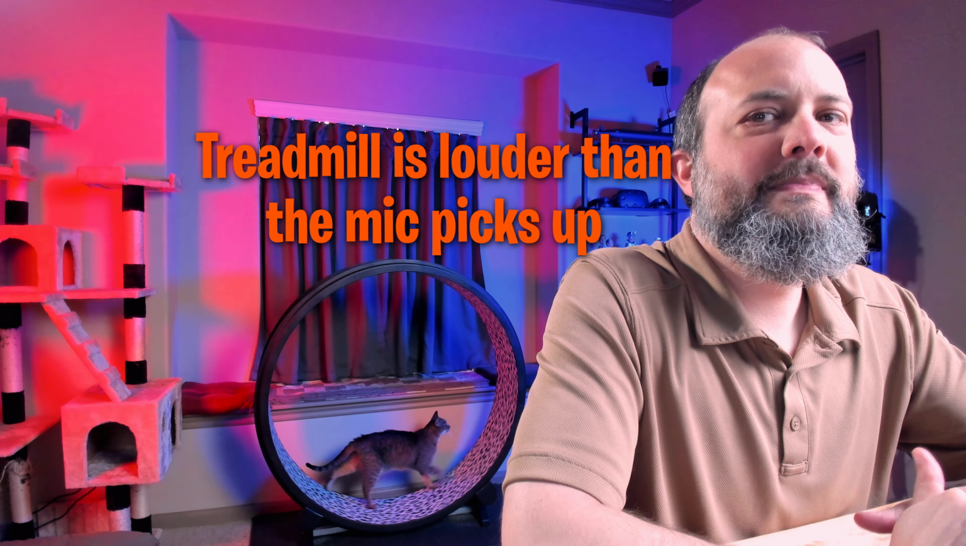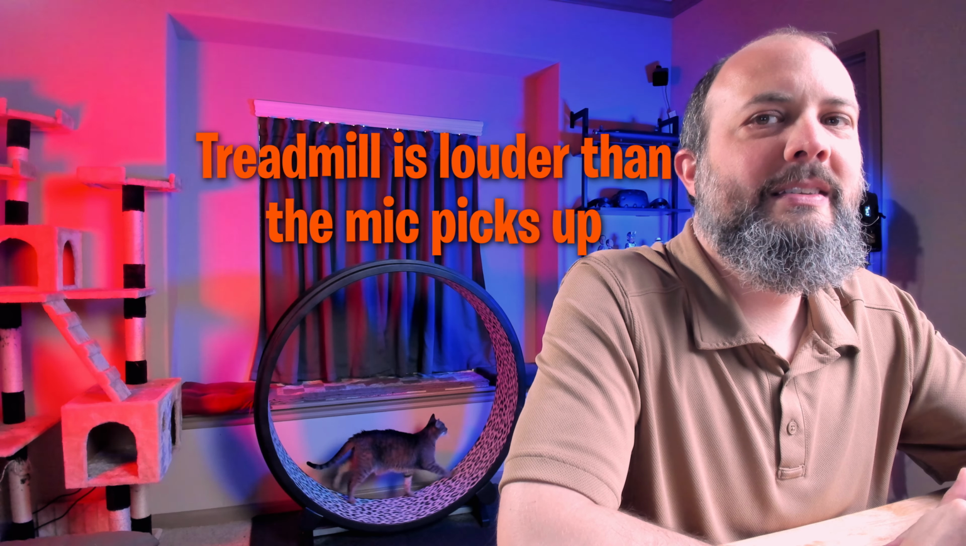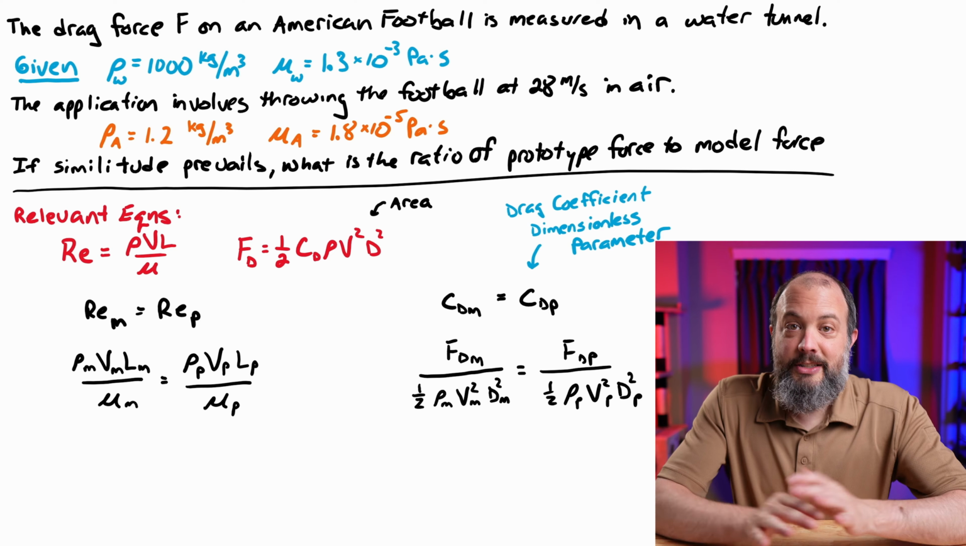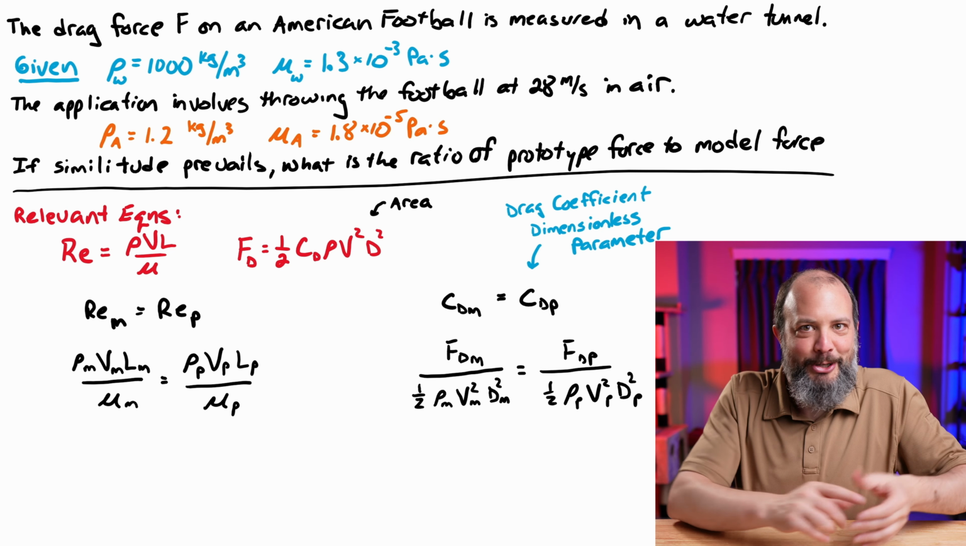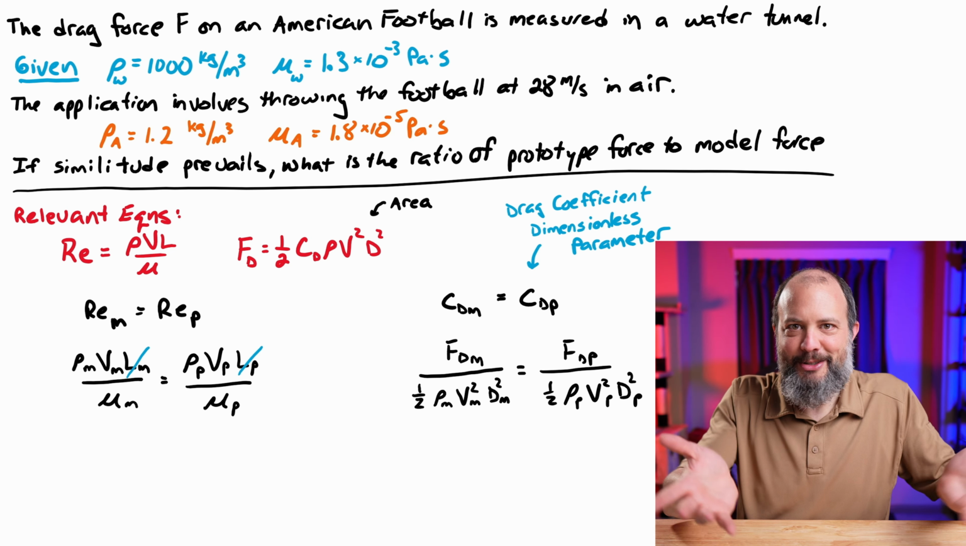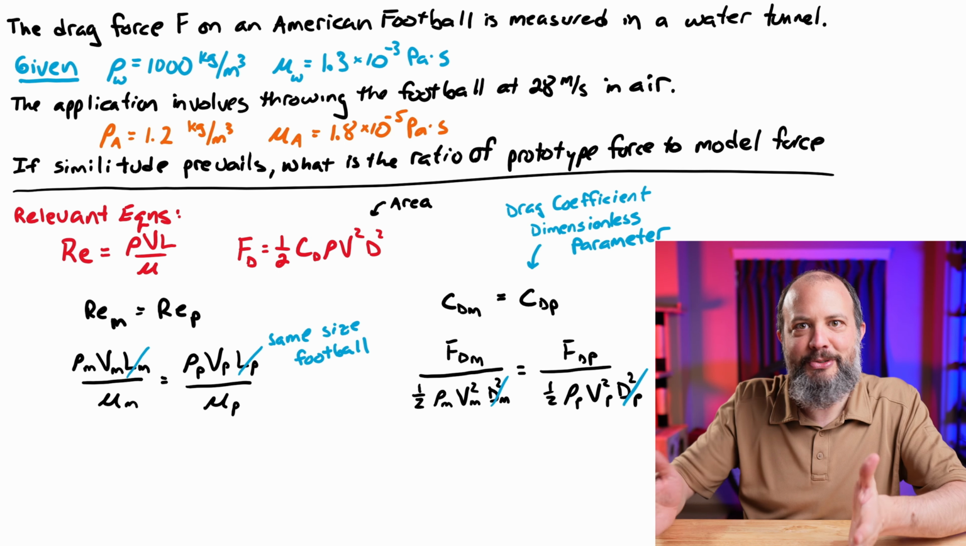And since we're going to use the same football, we're not building a tiny little model football. We're using the same football as the model, as the prototype. All the distances are going to cancel. LM and LP are the same, and the 2D values are the same.